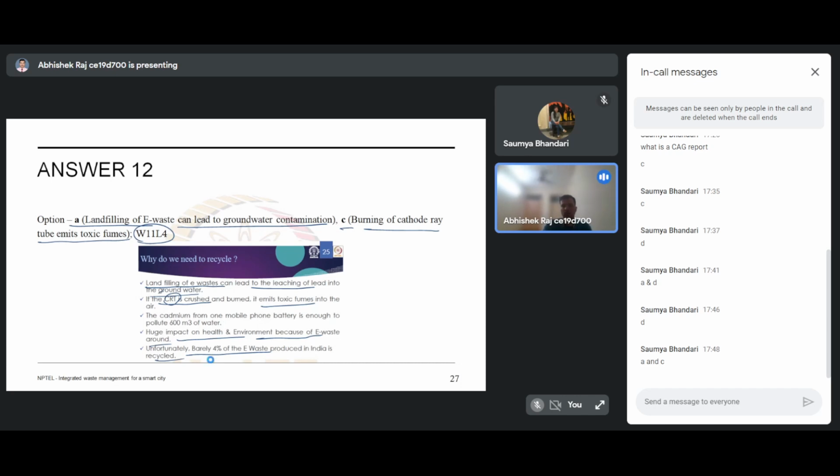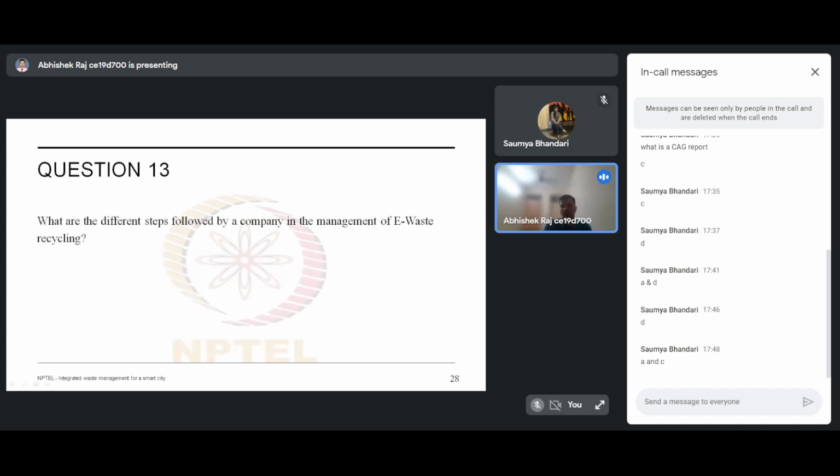Moving on to the next question, question 13. What are the different steps followed by a company in the management of e-waste recycling: collection, dismantle, treatment of waste, and recycling? So can we quickly have some responses for this?